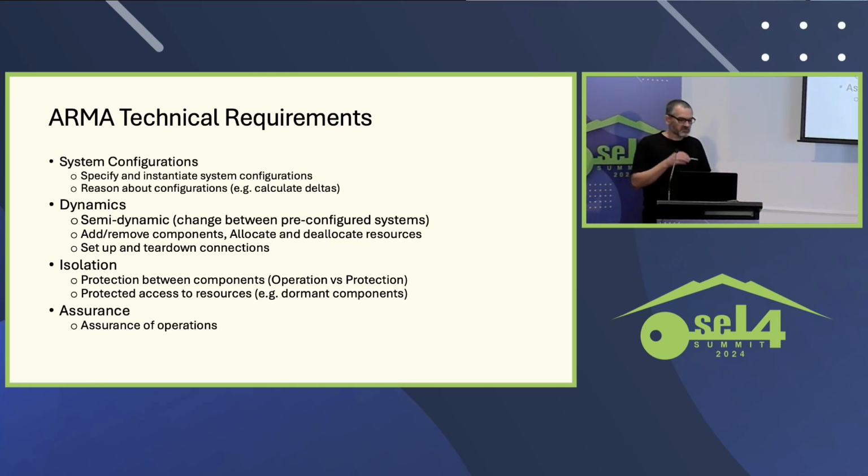We need isolation, so we need to have protection between the components, the operation and protection components. You can imagine if you've got one of these monitor components and an operation component that gets compromised, you don't want that to be able to stop the monitor component, for example. Or if you've got a guard component or a hunt component or something like that, that needs to be protected, right? So we need this isolation. We need protected access to various resources. So if we've got these dormant components on the system, we don't want someone to be able to compromise those as well. And then finally, assured is in the name. We need assurance. We need assurance that the operations actually occur correctly and that we have these properties.